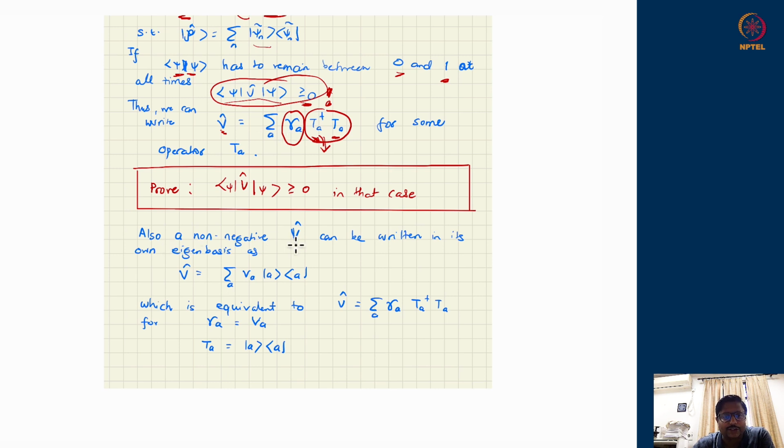Since V is a positive semi-definite operator, that means a non-negative operator, this can be written in its eigenbasis like that, where the eigenvalues, for example, are non-negative. So in its eigenbasis, it can be written like that, and you can identify quickly and clearly that these two definitions are one and the same thing as long as we can identify gamma A with the eigenvalues V_A, which are positive semi-definite, and therefore they are rates, and T_A is identified as this |A⟩ as well, such that T_A dagger T_A will still remain |A⟩⟨A|.